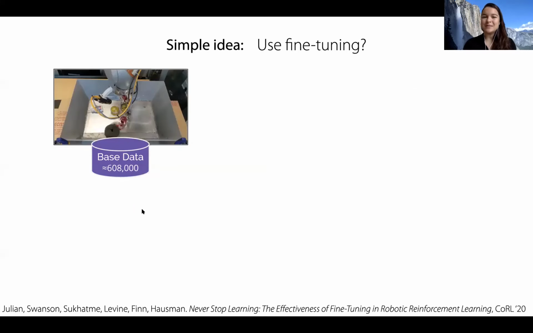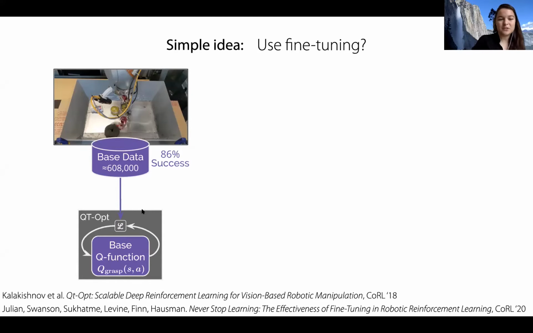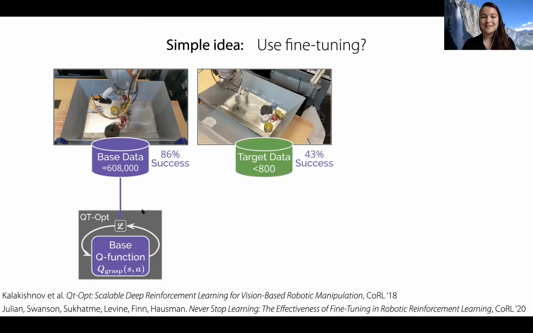Now, of course, one really simple idea here is, how about we just use fine-tuning? Instead of just deploying a static Q function, we can continue to learn using experience from the new environment. In particular, our base Q function, or our base policy, was trained with the QT-opt algorithm to get 86% success rate in the training environment. But when the robot is in a new environment, and in this case, getting 43% success, it doesn't need to just stay the same policy.